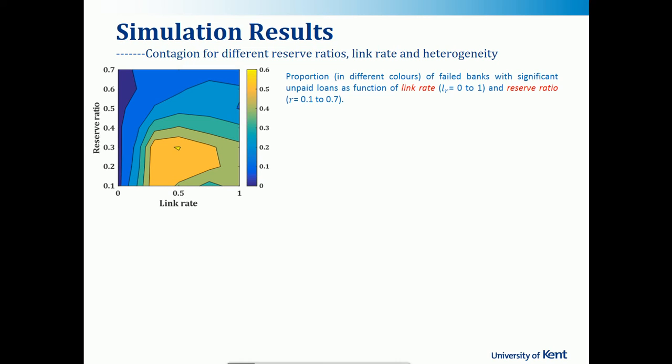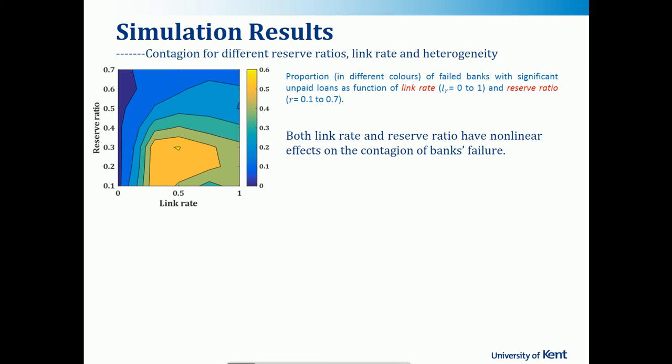We also quantify the contagion using this dynamic model. To quantify the contagion at the end of each simulation, we calculate the proportion of failed banks with significant unpaid loans. If the unpaid loan is larger than the negative cash of the bank when it failed, which means the bank could survive if other banks repaid their borrowing to this failed bank, we then recognize this failed bank as having significant unpaid loans. This figure shows the proportion of failed banks with significant unpaid loans as a function of link rate and reserve ratio.